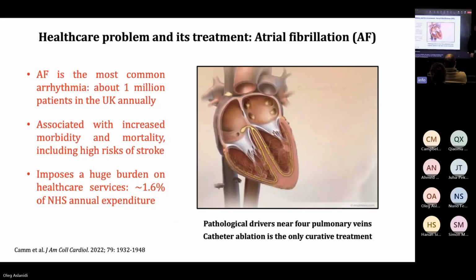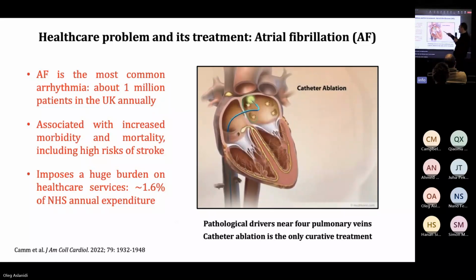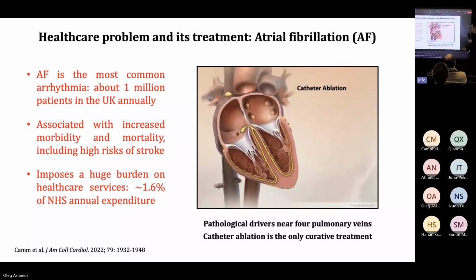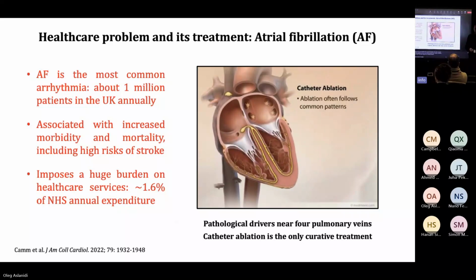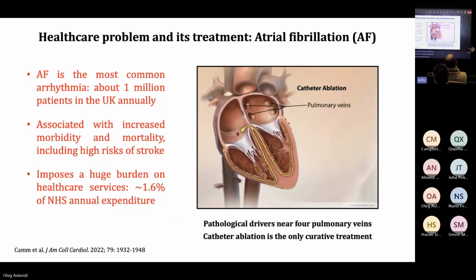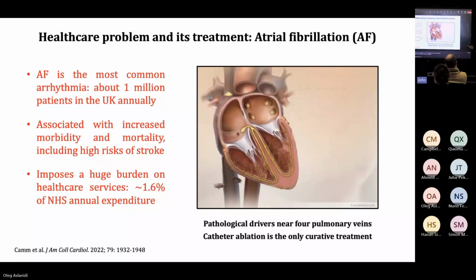And the video also illustrates how it can be treated. This is the only curative treatment, because what you do is identify these unusual locations that send unusual electrical signals, and you burn tissue around them using a catheter, after which the heart restores its normal function. This procedure is called catheter ablation. Any other treatment, such as drug treatment, just suppresses symptoms but doesn't treat the condition. So this is the only curative treatment.